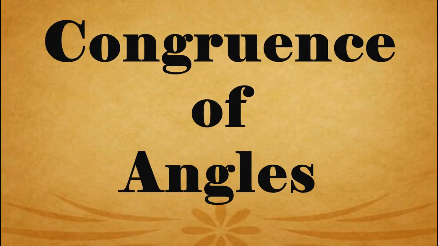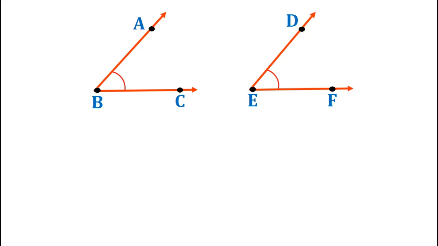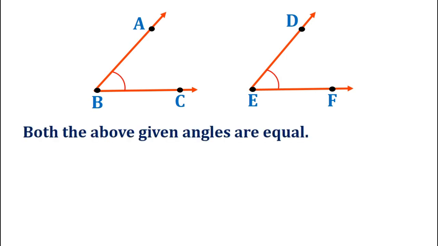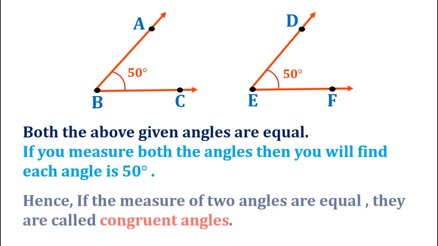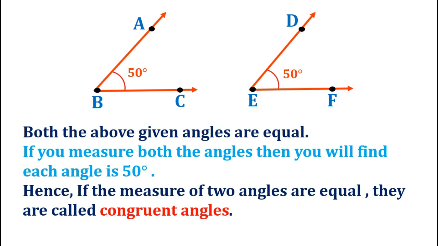Let us next understand what congruency of angles means. To understand that, we need to look at the two figures given, where we have angle ABC and angle DEF. Both the above given angles are equal. If we measure both the angles using a protractor, then we will find that each angle measures 50 degrees. Therefore, if the measures of two angles are equal or alike, they are said to be congruent angles.